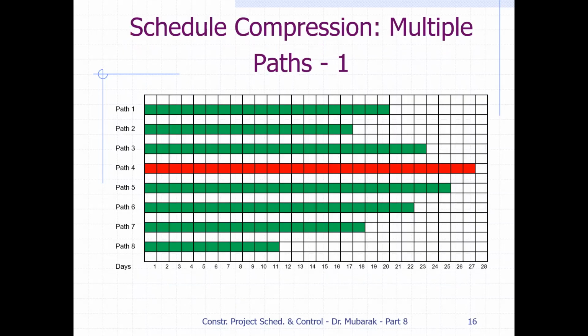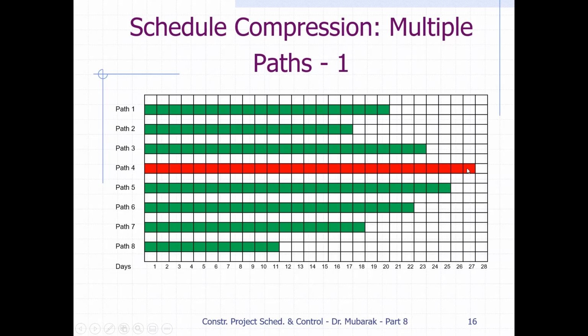Here they are going to make it easy for you with this schedule compression example. There are multiple paths, numbers 1 2 3 4 5 6 7 8, 8 paths, and the number of days. Now we can see that path number 4 is critical, the red bar path. If we can reduce 2 days, from day 27 to 26 and so on, we can shorten the project duration. So first we have to reduce 2 days from path number 4.